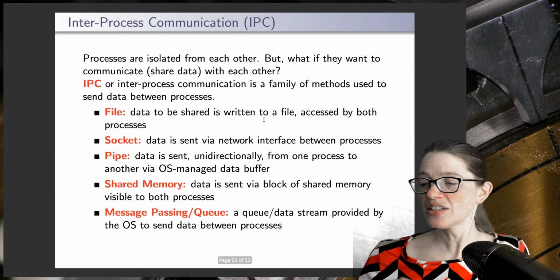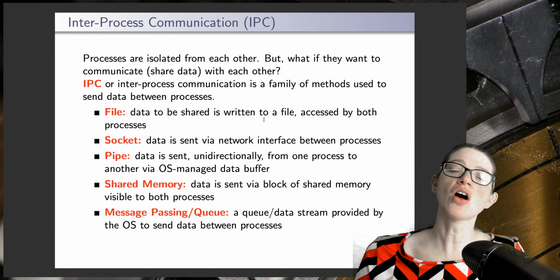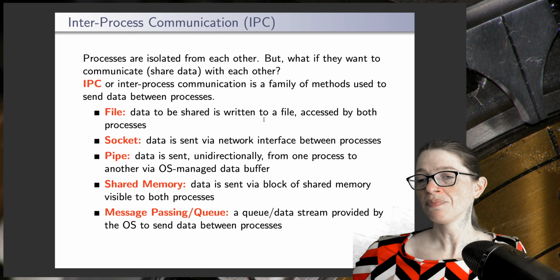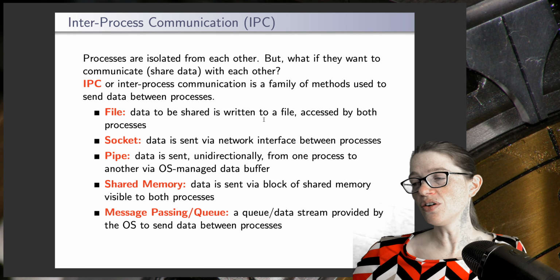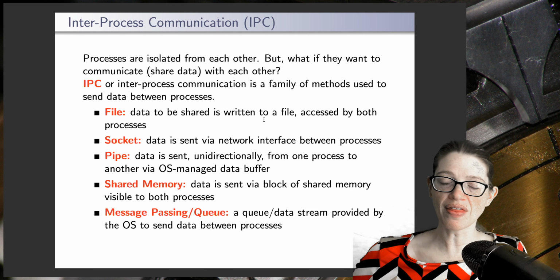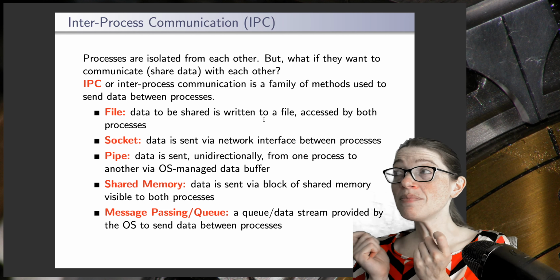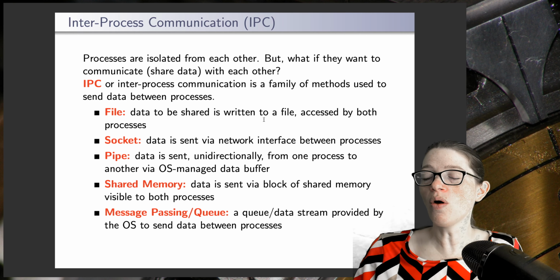Now, there's one last thing to talk about in processes, and that is the concept of inter-process communication. So processes, as we've said numerous times, are isolated from each other and they can't communicate. But they need to communicate, and there's many good reasons why you might want them to.